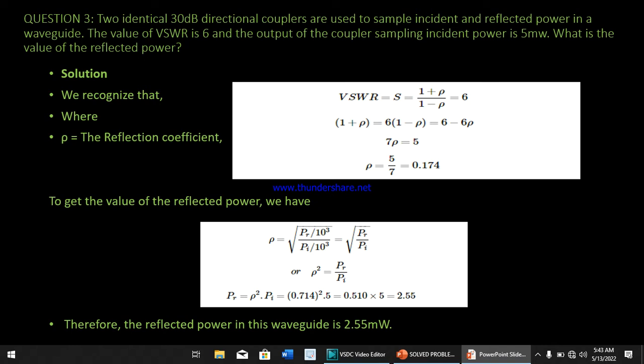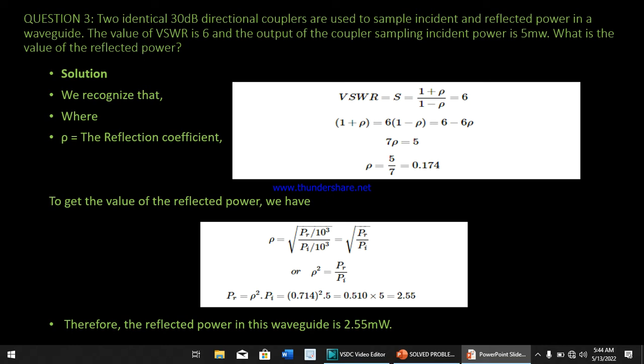is the reflection coefficient, and here in the question, the VSWR is given to be 6. So by substituting this into the equation, we have 1 plus rho equals 6 into bracket open 1 minus rho bracket close. So if we solve the equation, we have 7 rho equals 5. That means rho is equal to 5 all over 7, which is equivalent to 0.714.